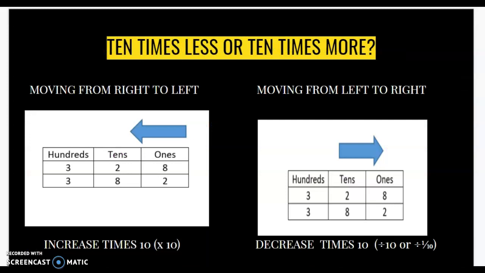Recall that moving from right to left means that a student will be increasing in value, or they're going to increase times 10. Therefore, you're going to be multiplying by 10 or powers of 10. You can also recall that moving from left to right means you're decreasing in value. Therefore, you're going to decrease times 10, decrease by powers of 10, or divide by 10, or divide by 1/10.